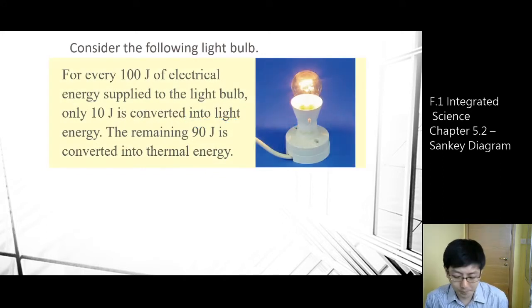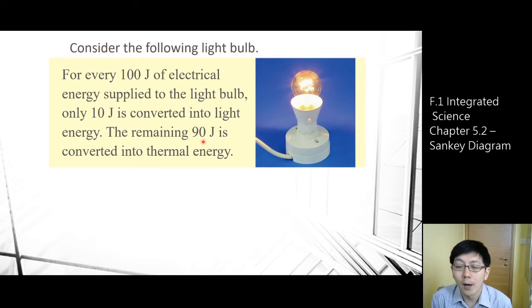This is a light bulb. This is called an incandescent light bulb, or in Cantonese you will be more familiar with the following term, 烏絲燈膽. So for this light bulb, for every 100 joule of electrical energy supplied to a light bulb, only 10 joule of them is converted to light energy, and the remaining 90 joule of them is converted into thermal energy.